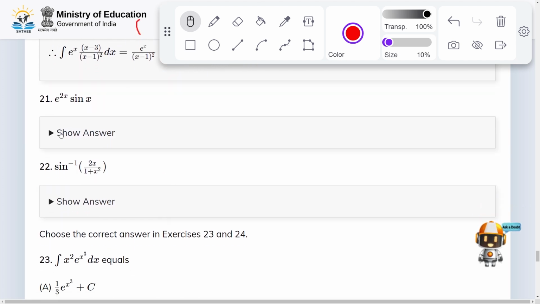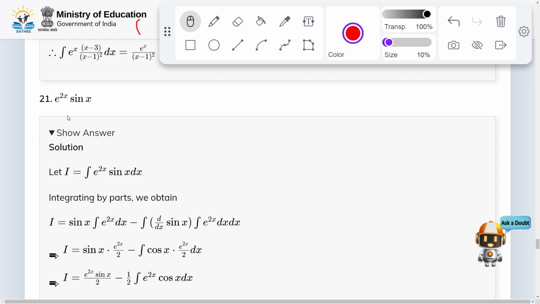Okay, now problem number 21, the same thing. Here we are going to use by parts. We cannot quickly rectify this in the form e^x multiplied with f(x) + f'(x), so we are using the other way, which is by parts.